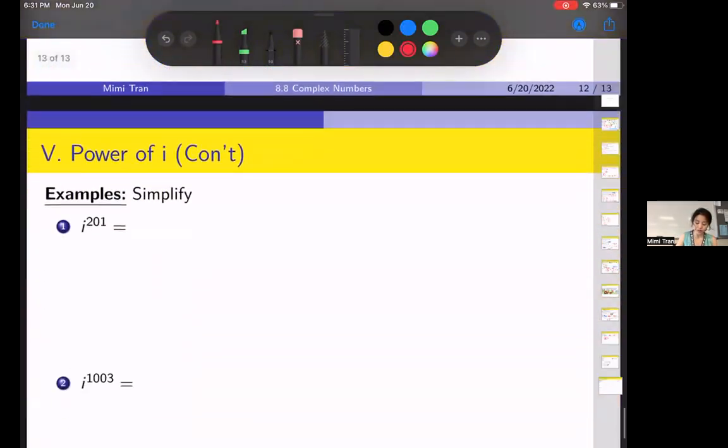Let me give you an example. I want you to evaluate or simplify I to the 201 power. This one I can rewrite as what? I'm going to rewrite 201 as something that I'm able to divide by 2. So I'm going to split it into I to the 200 plus 1. Is that okay? This is equal to I to the 200 times I to the first. Remember the rule, A to the m plus n is equal to A to the m times A to the n, or vice versa.